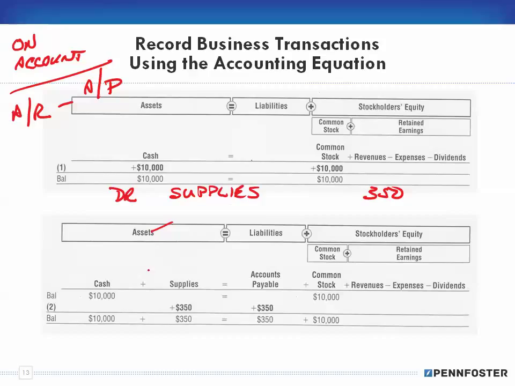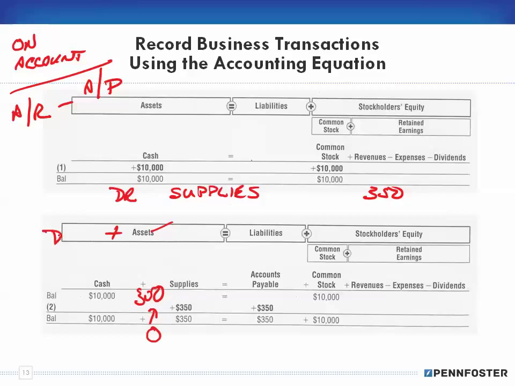Now, if you didn't have a supplies account as an accountant, you would actually end up creating one. But that's a whole other story. Don't go creating accounts willy-nilly, okay? And we'll touch upon that a little bit later. But for right now, I would look underneath assets and I would choose my supplies account. Now, why is it a debit? Well, because it's an asset. If my balance was 0 and it increased to $350, what's the normal balance of an asset?